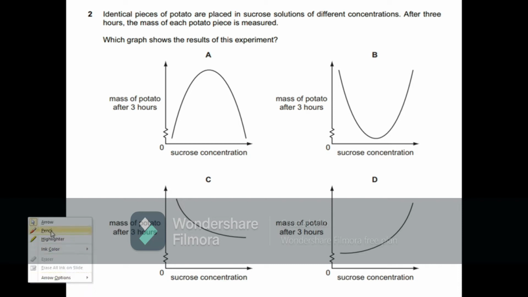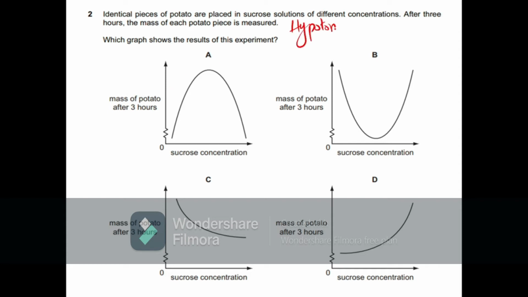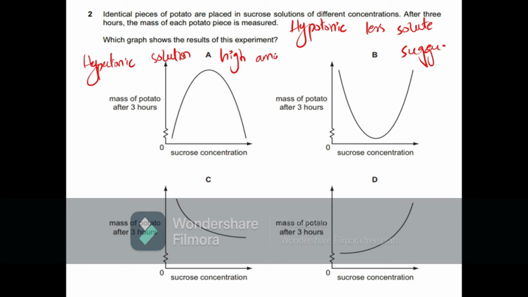Okay, as you know that there are two types of solution, hypotonic and hypertonic. Hypotonic contains less amount of solute, and here solute is the sugar, and hypertonic solution contains high amount of solute. And here the solute is the sugar.